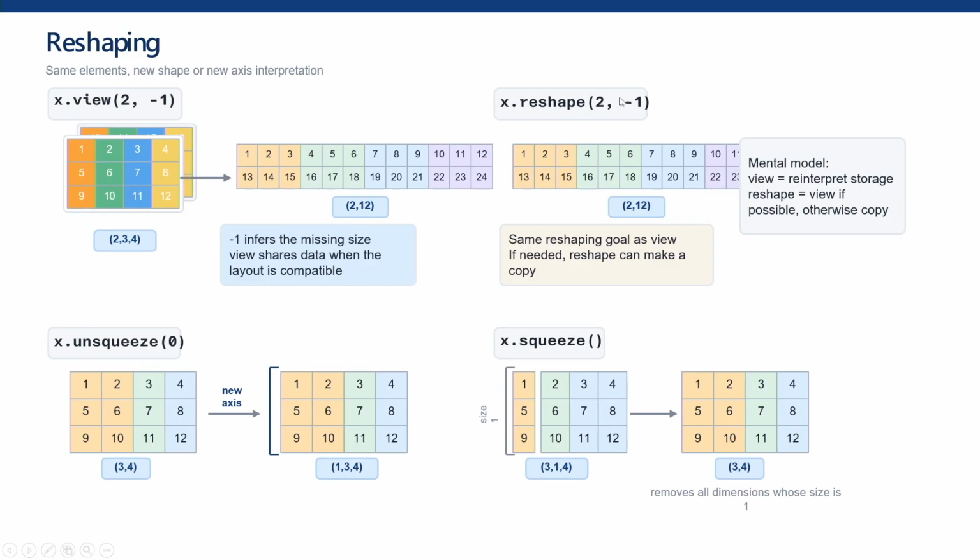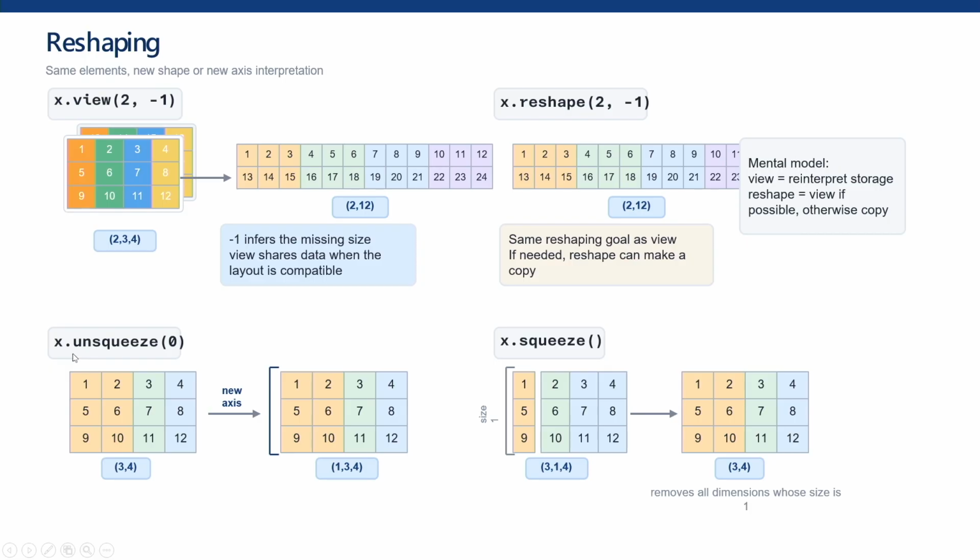Similarly, reshape(2, -1). So, here we are reshaping. Reshaping and view are almost similar. View reinterprets the storage, that is, how we are storing the data, and reshape is basically a view if possible, otherwise it will just copy the entire data into this reshaped layout.